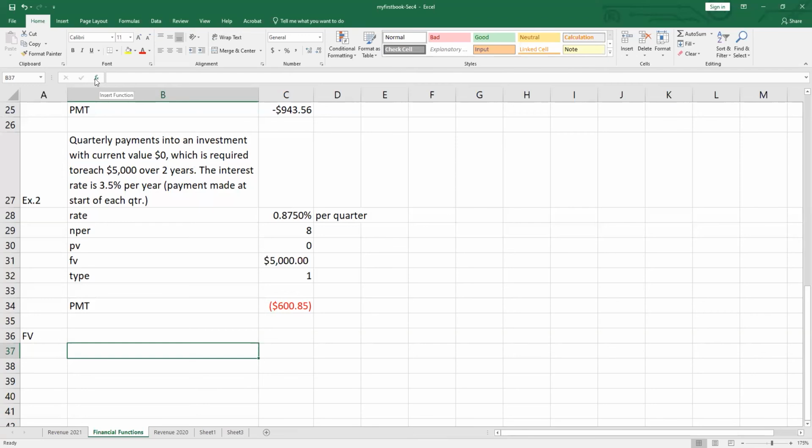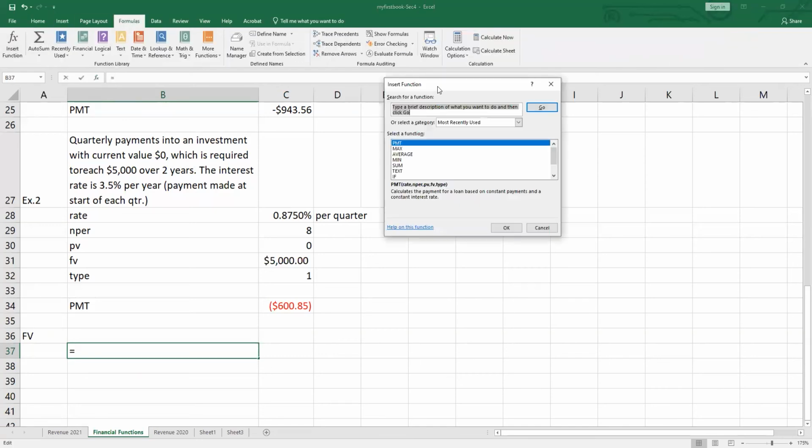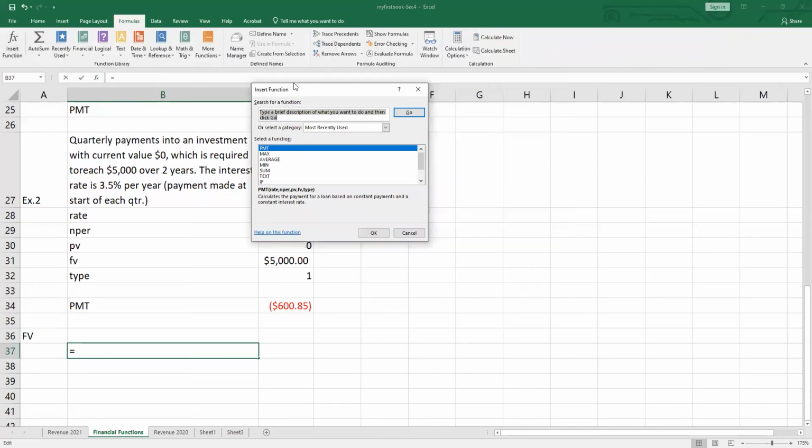So I just use another way to insert this function. I go to the Formulas menu, click on Insert Function. I get the same thing, a pop-up box here. I use FV in here. FV returns the future value of an investment based on periodic, constant payments and a constant interest rate.